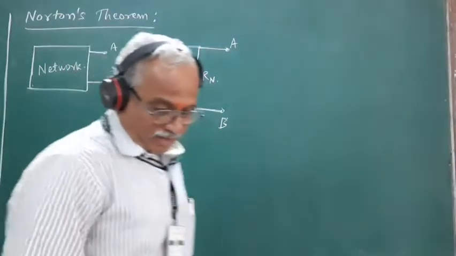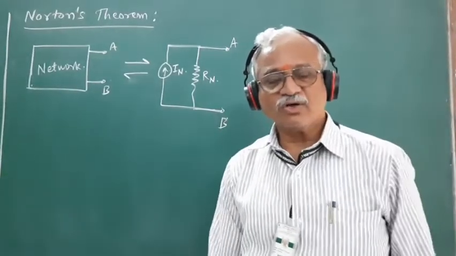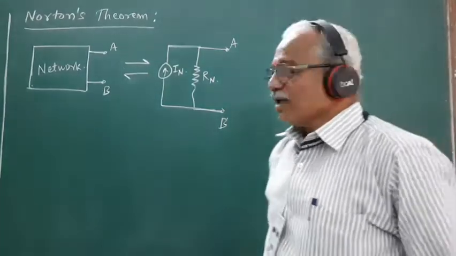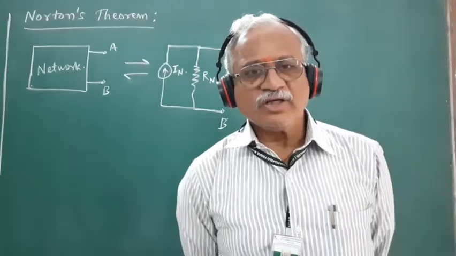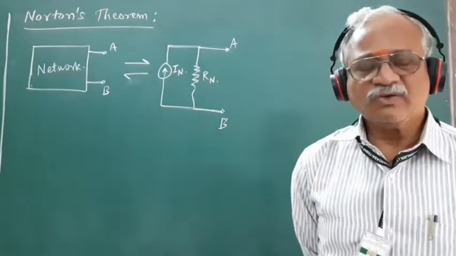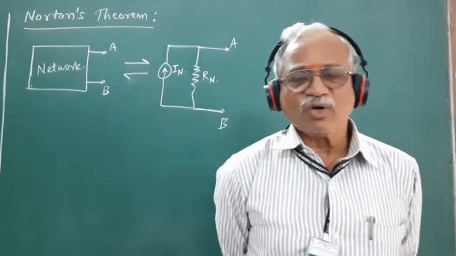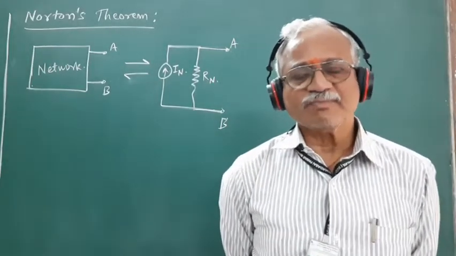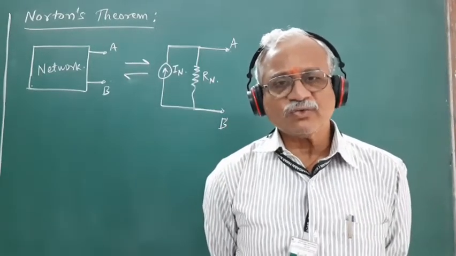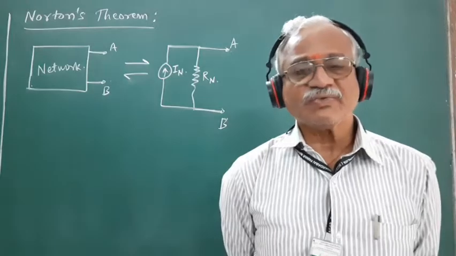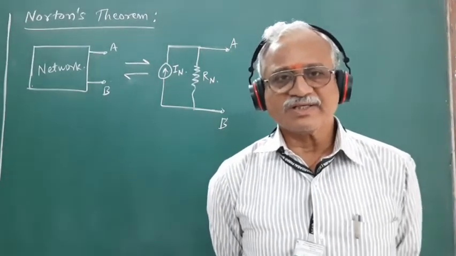Good morning. So today we shall see Norton's theorem. Earlier we studied Thevenin's theorem, and according to Thevenin's theorem, we have seen that any complicated two-terminal linear network can be replaced by a simple series circuit consisting of a constant voltage source in series with an equivalent resistance called the Thevenin resistance.